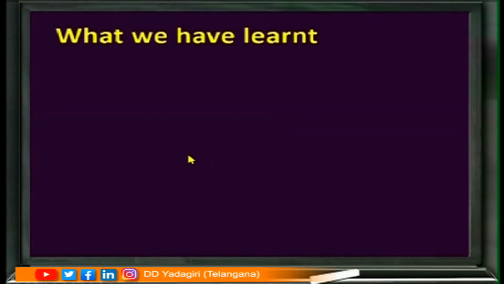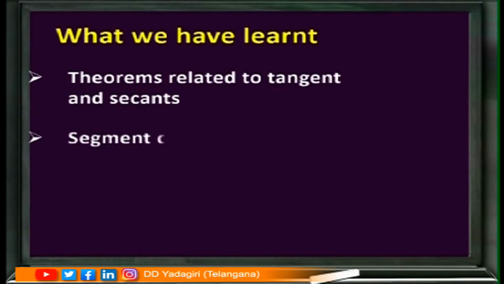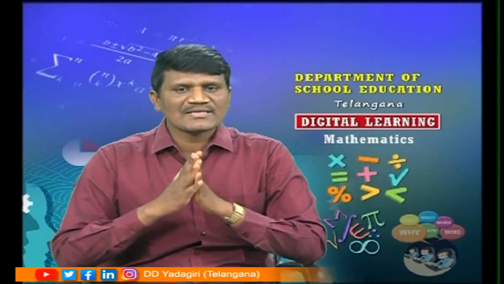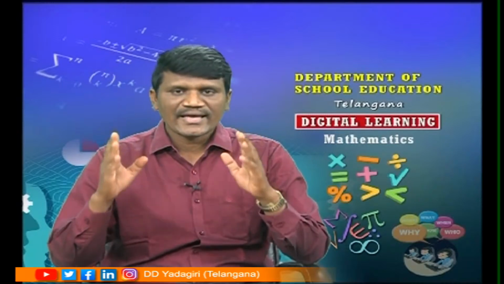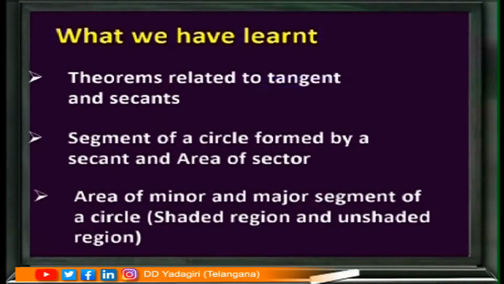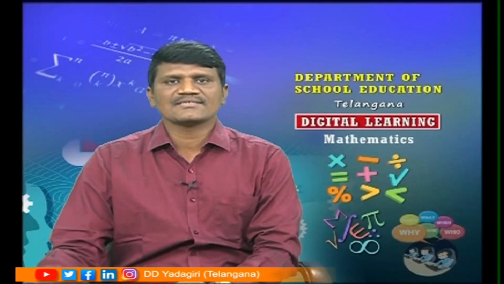So, what have we learned today, students? We have learned some theorems related to tangent and secants, and also the segment of a circle formed by a secant. We have learned the area of minor segment and major segment, and the problems related to major segment and minor segment, and also the problems related to shaded region and unshaded region.